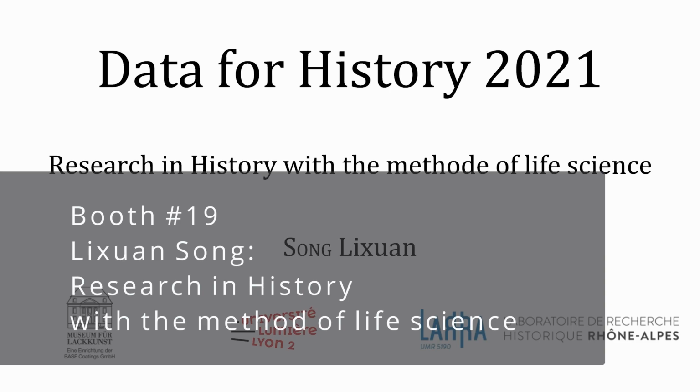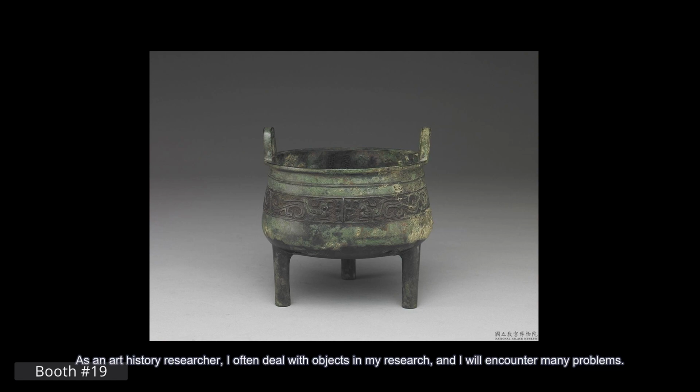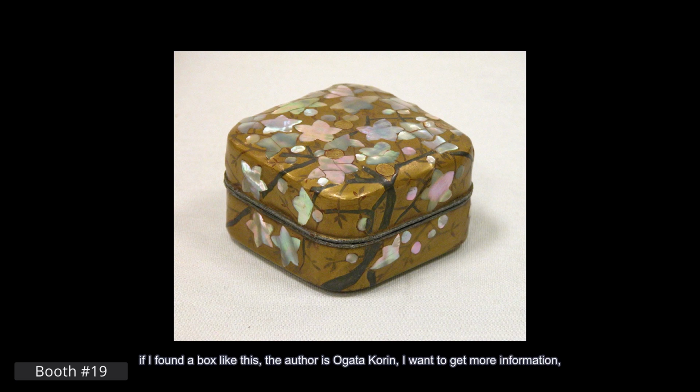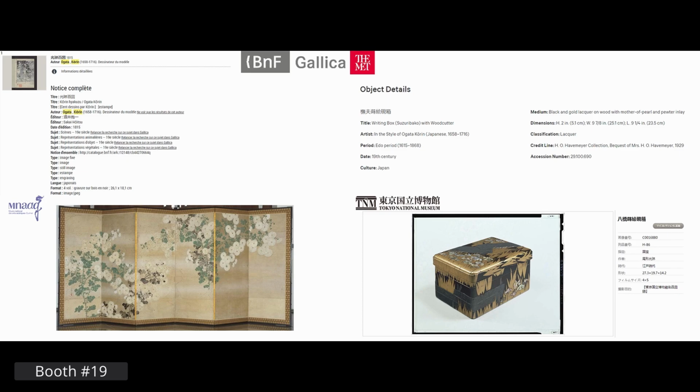As an art history researcher, I often deal with objects in my research, and I will encounter many problems. If I found a box like this, the author is Okata Gonlin. I want to get more information, so I must visit tons of websites to get enough useful information. Do we have a better solution?